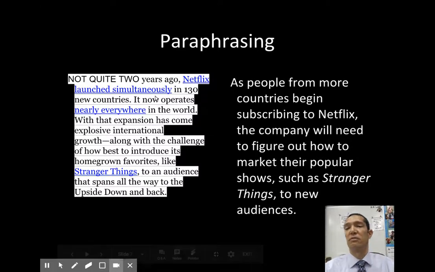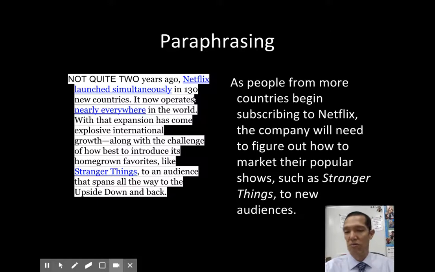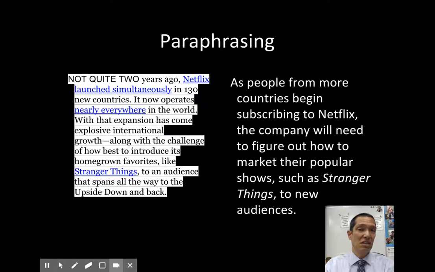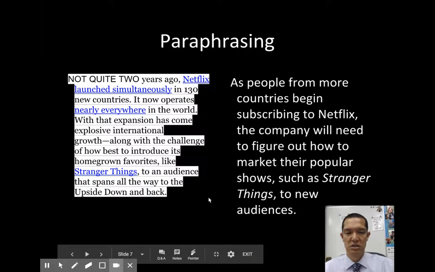Well, first I skip the first two sentences because that's not what I'm focusing on. I'm focusing on how they target the audience and make new audiences like their old shows. So basically what I'm saying is, as people from more countries begin subscribing to Netflix, the company will need to figure out how to market their popular shows such as Stranger Things to new audiences. That's pretty much what they're saying here. It's just in my own words, but you can tell it looks very different than the original. So that's how to paraphrase properly.